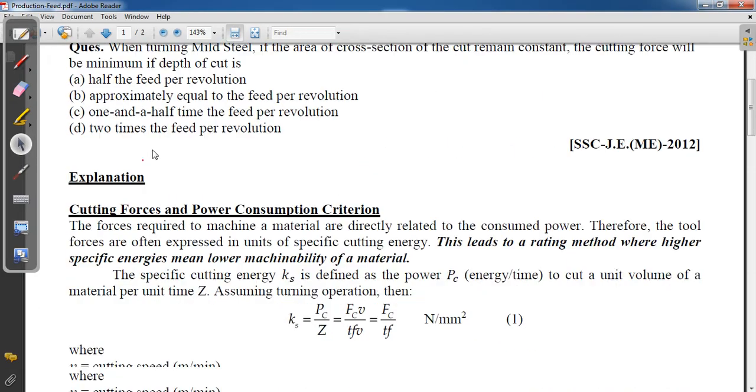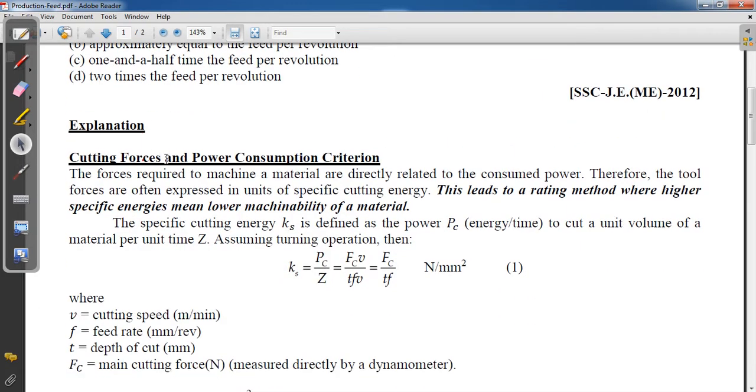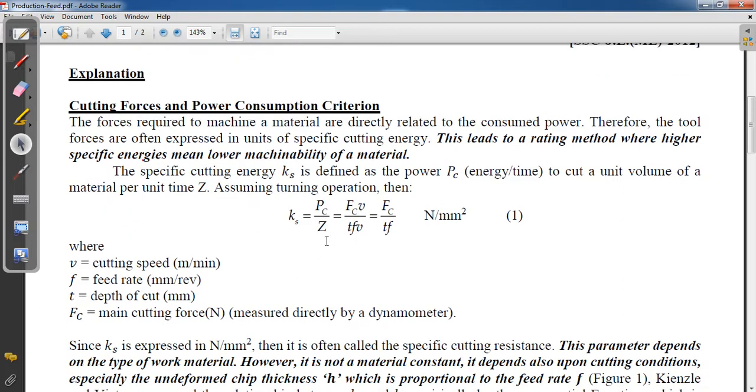Let's see the explanation. So we know that cutting force is directly related to power consumed. As the cutting force increases, power consumed will also increase. So we are defining a term, specific cutting energy Ks, as the power Pc to cut a unit volume of material per unit time, and that quantity is defined by Z. So for turning operation, Ks, that is specific cutting energy, is defined as Pc upon Z. Pc is given by cutting force into cutting speed, and that Z parameter is given by depth of cut into feed rate into cutting speed.